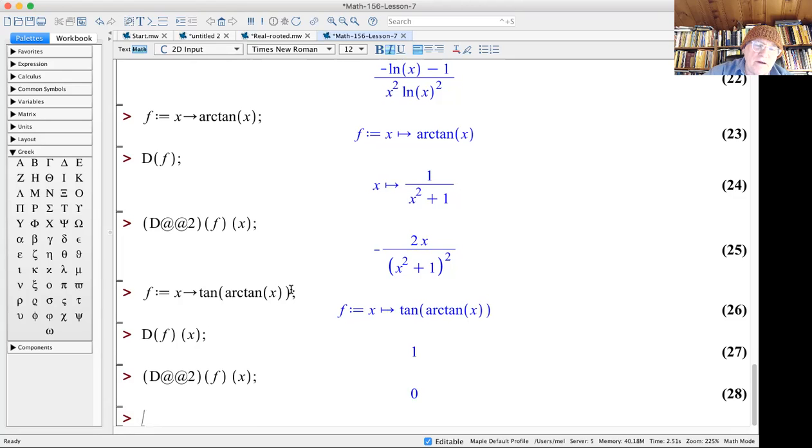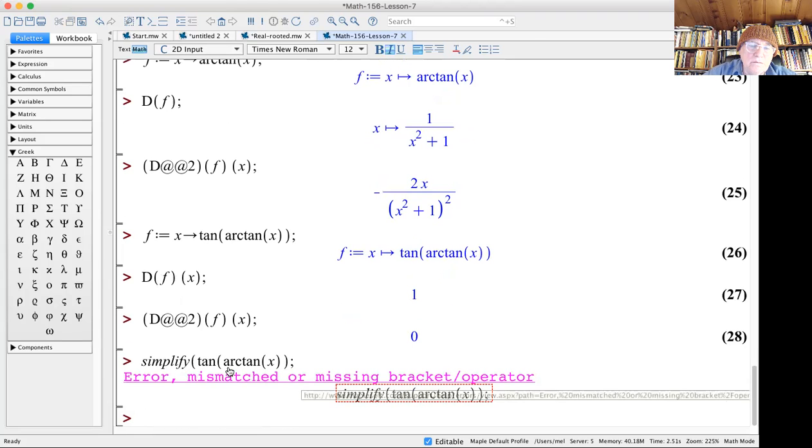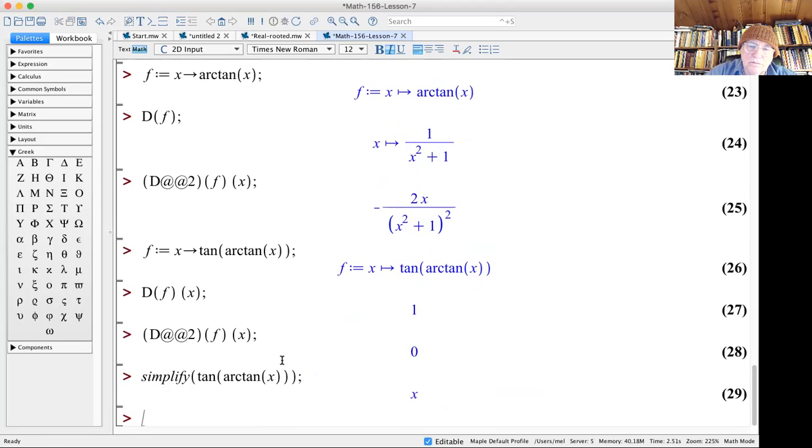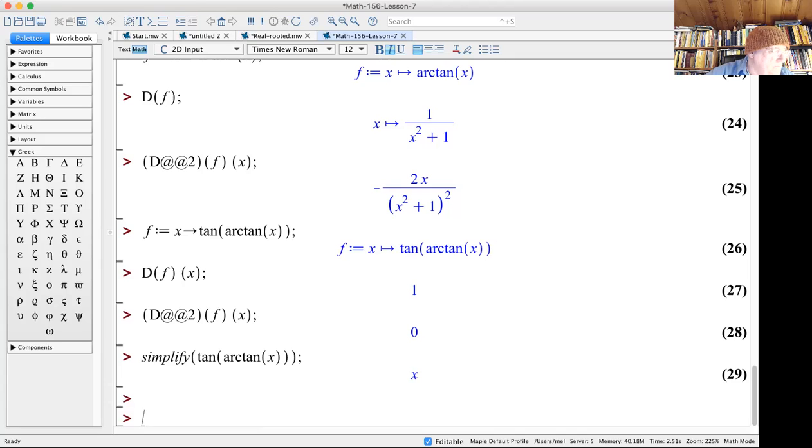Of course, the tangent of the arctangent of x is x. Let's see if Maple will do that. If I ask Maple to simplify this expression. Yeah. The tangent of the arctangent of x is x. Because the arctangent of x is the angle whose tangent is x. And the derivative of x is 1. So that explains it all very nicely. Okay. Problem 3.